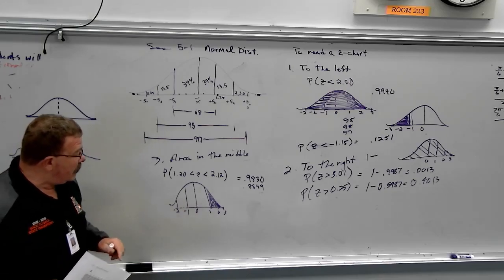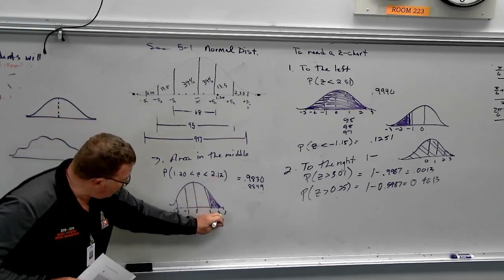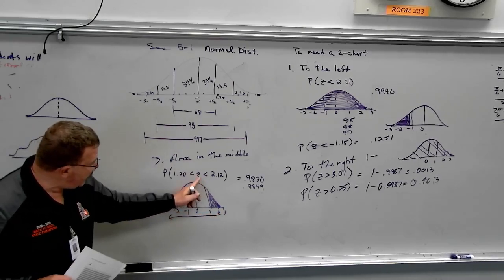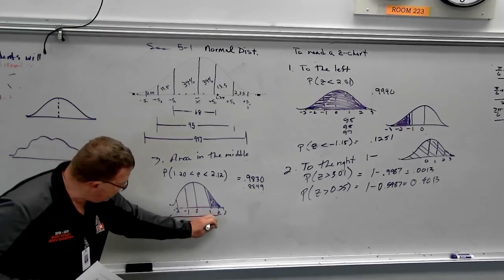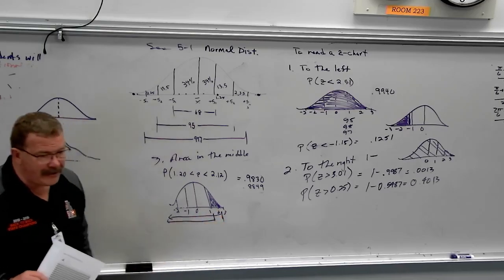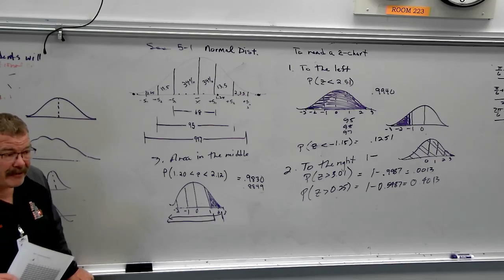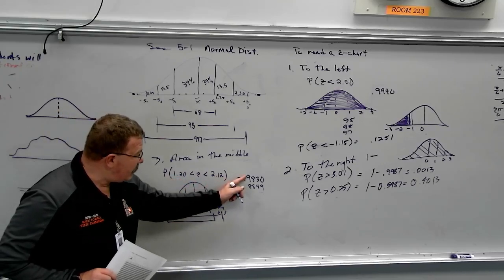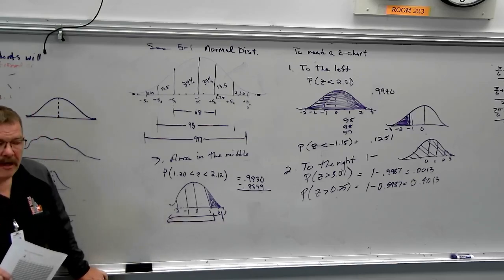0.9830. Okay, so let's think about this. When you found 1.2, you just found all of this. And when you found 1.2, you found all of this. How are you going to find just this area right there? You're going to just subtract them. There you go. When you find the area in the middle, you just take the bigger number minus the smaller number. You just subtract your probabilities.